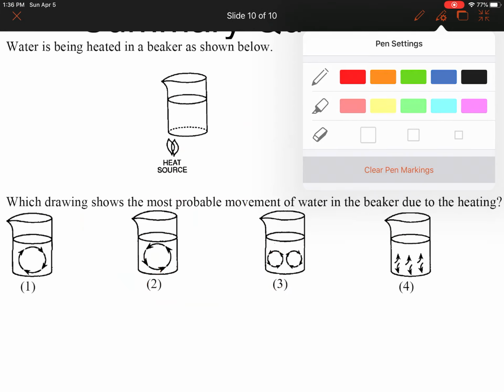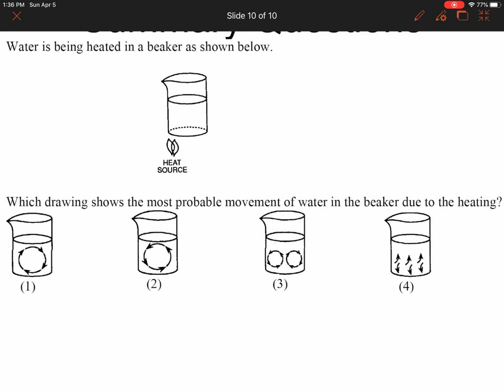Now we have this one where, look at where the flame is. How are the convection currents going to be drawn? Remember, it always goes up over the flame and down on the other side. So you should have 1. Okay? That's that.